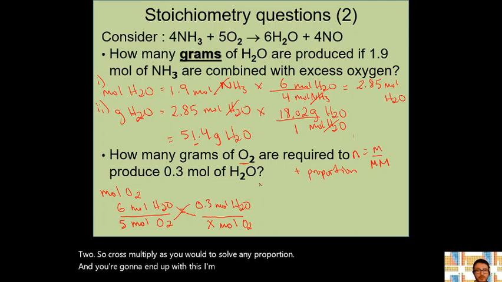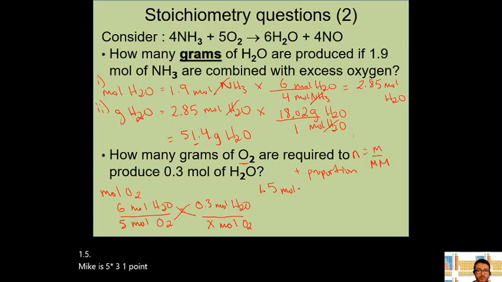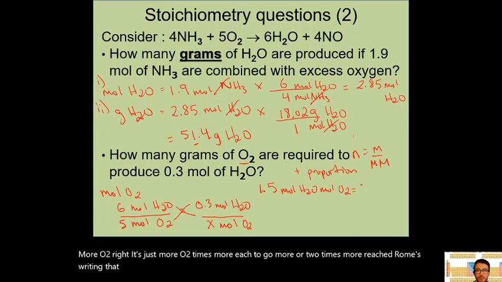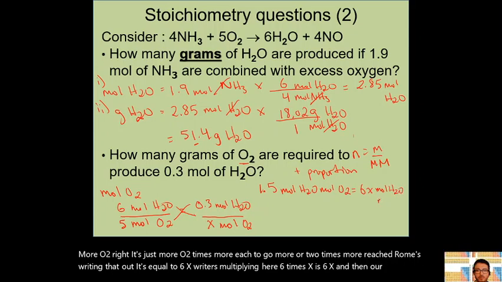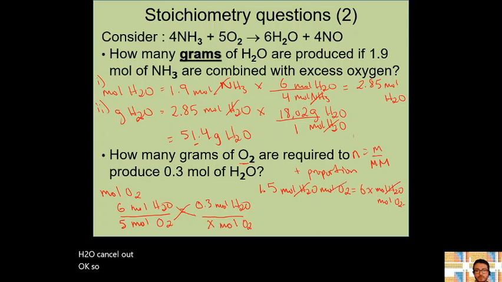I'm going to expand this up here. 1.5, right? Because 5 times 0.3. 1.5, I'm going to write down all the units, mole H2O, mole O2, right? It's just mole O2 times mole H2O. I'm just writing that out. It's equal to 6x, right? I'm just multiplying here. 6 times x is 6x. And then our units are mole H2O, and not enough room here, so I'm going to write at the bottom mole O2. Okay, now notice mole H2O and mole H2O cancel out. Okay, solve for x.